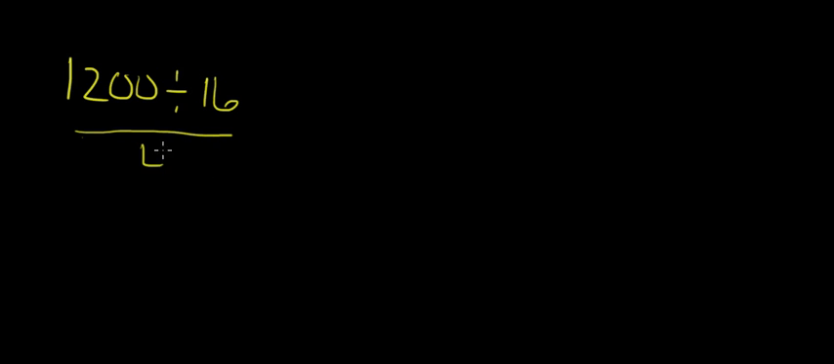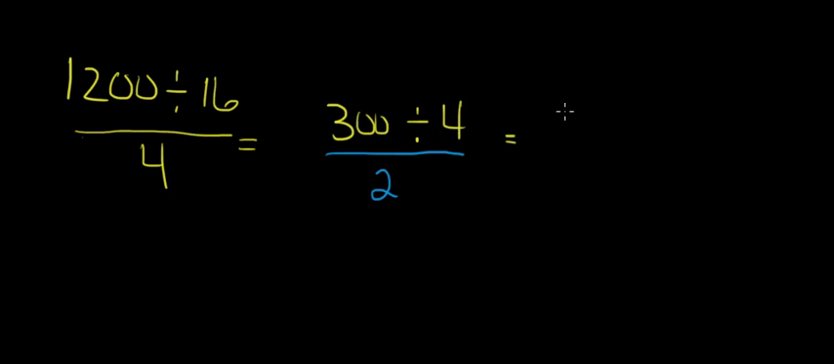Okay, so let's do that. So I'm going to write this over here. Now, what's 1200 divided by 4? 300. And then what's 16 divided by 4? 4. So now I'm saying that 1200 divided by 16 is equal to 300 divided by 4, is what I'm saying, right? Can I reduce that down a little bit? Can I divide that by something? By 2? Okay. And what's half of 300? So I have 150 divided by half of 4.